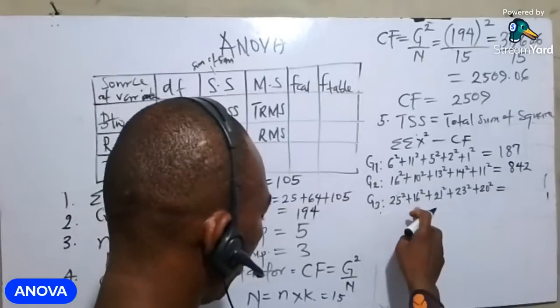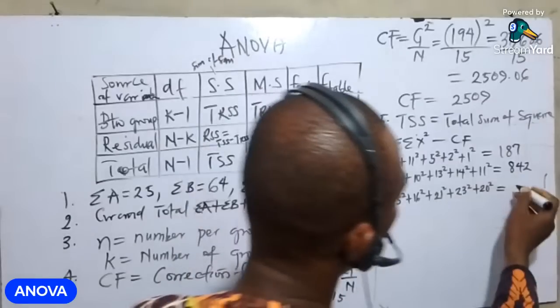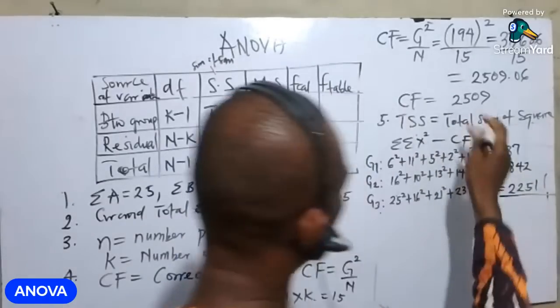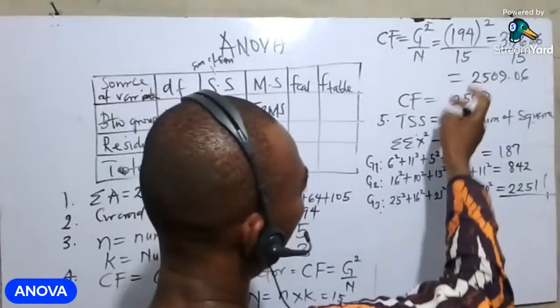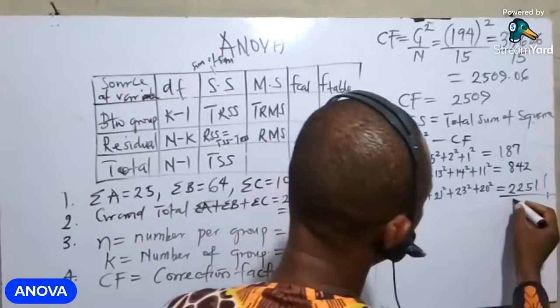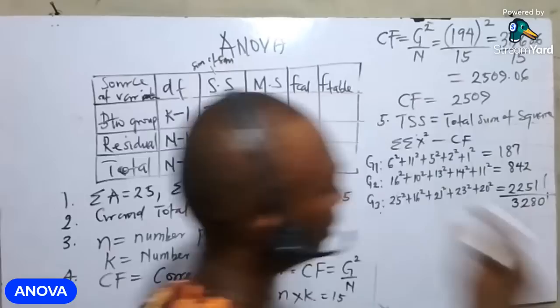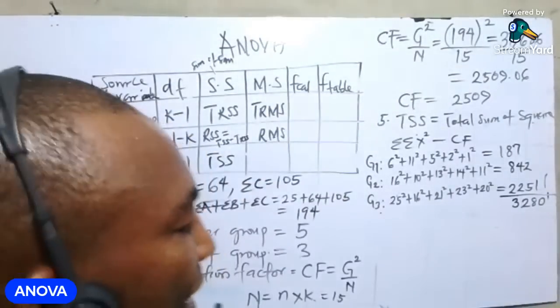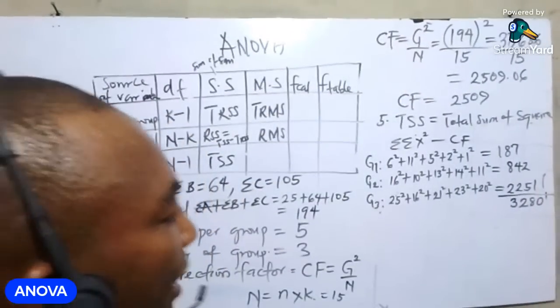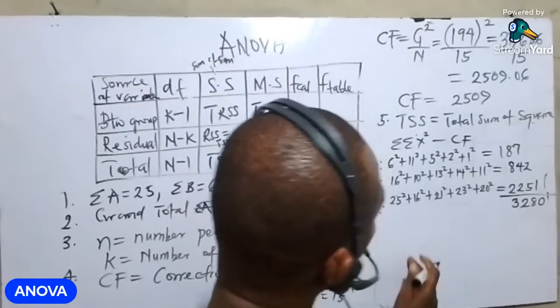So move on to the next one. 25 square plus 16 square plus 21 square plus 23 square. That will be 2,251. So I'm going to add this one now. Since they said summation of all these, if I add everything there, I'm going to get 3,280.